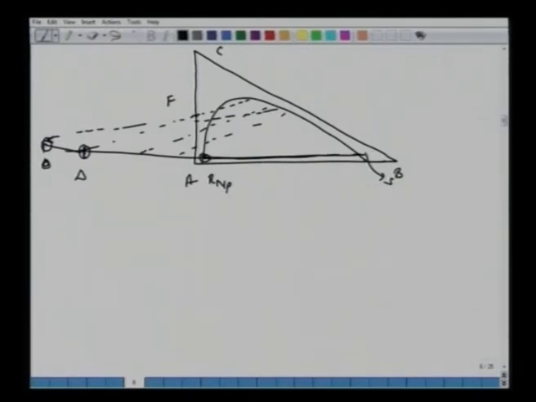Some of the tie lines may be like this, which can be extended to give us del min farthest away from this RNP. All right. So based on this, then we should calculate S min. All right. So this is also very similar to what we had in case of distillation.